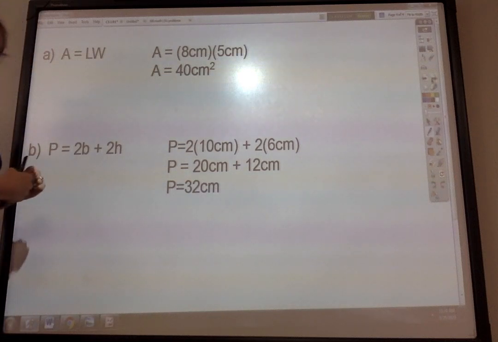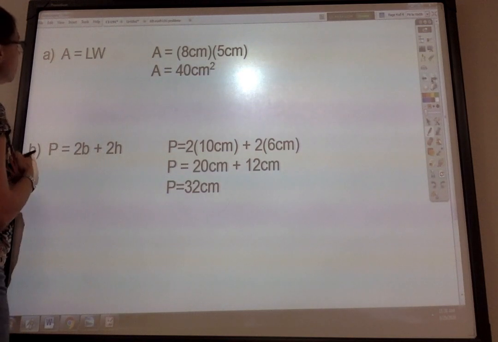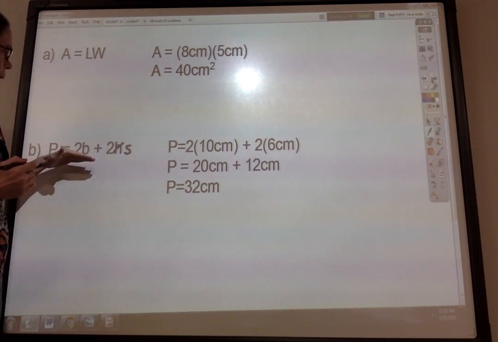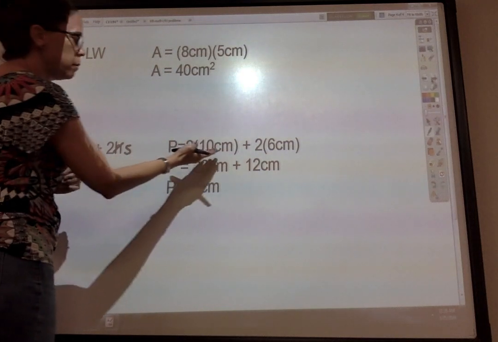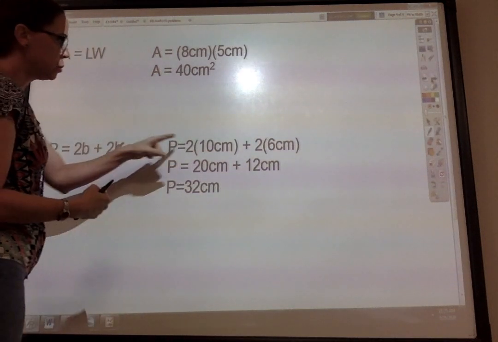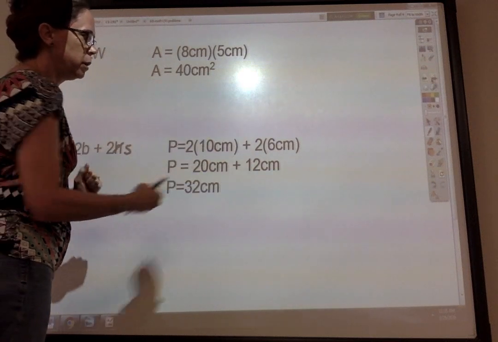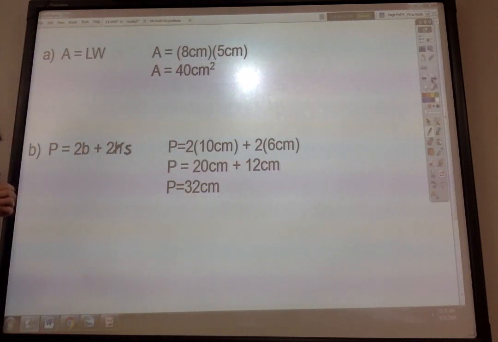Okay? And then B, they want the perimeter of a parallelogram. So our perimeter of the parallelogram, this should be an S, is 2 bases plus 2 times the side. Okay? So they tell us that our base is 10 centimeters and our sides are 6 centimeters. So 2 times my 10 centimeters gives me 20 centimeters, plus 2 times my 6 centimeters gives me 12 centimeters. So my final perimeter should be 32 centimeters.